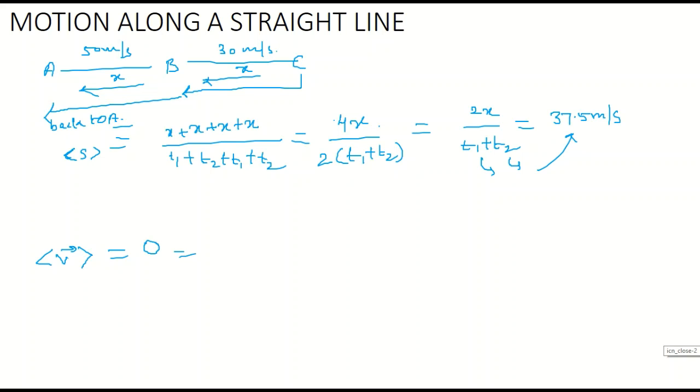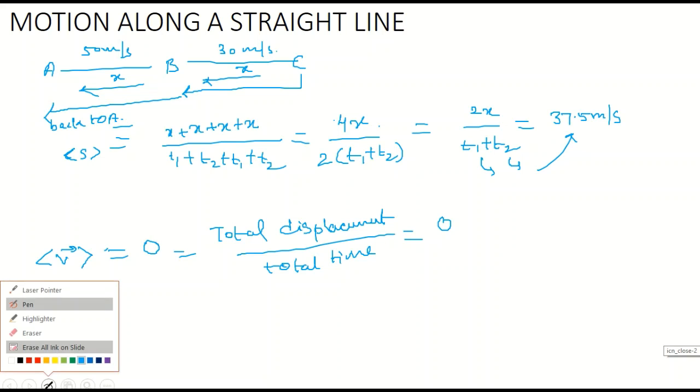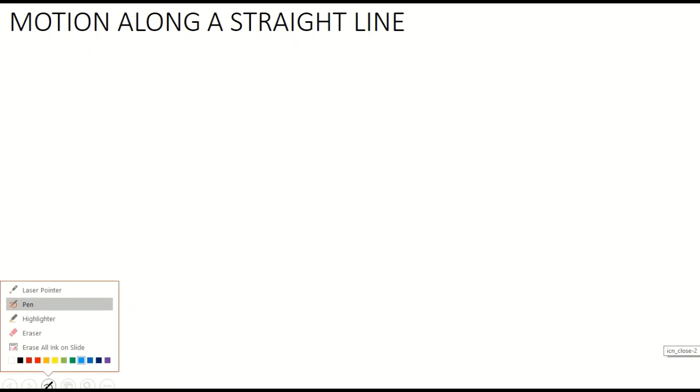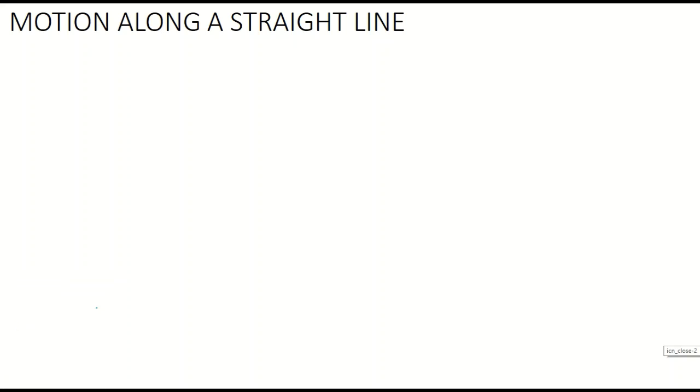Why? The average velocity has the formula of total displacement upon total time. Students, what is the total displacement here? The total displacement will be 0, as it started from A and reaches the point A again. Hope this average velocity and average speed concept is clear to everyone. Make sure that you apply these concepts accurately. Please don't apply the formula a plus b by 2.